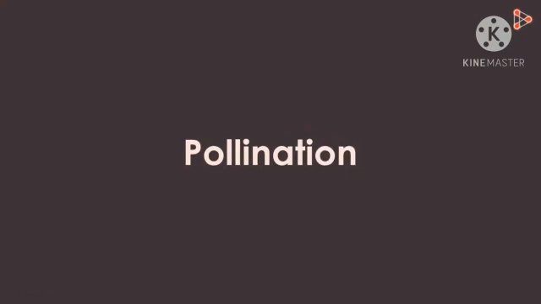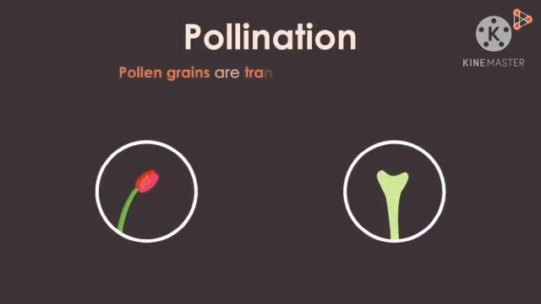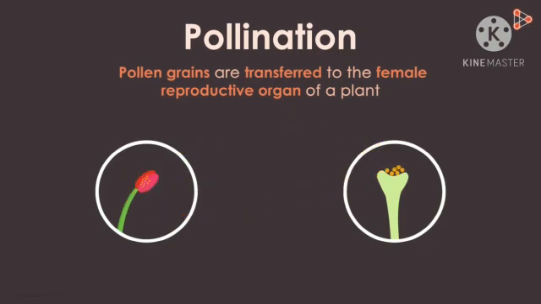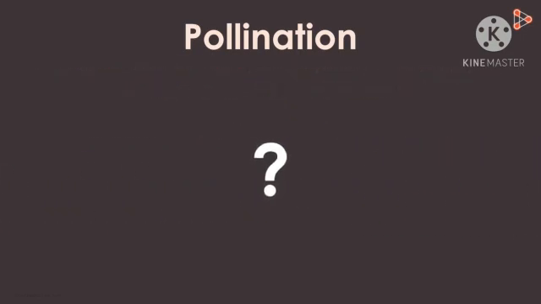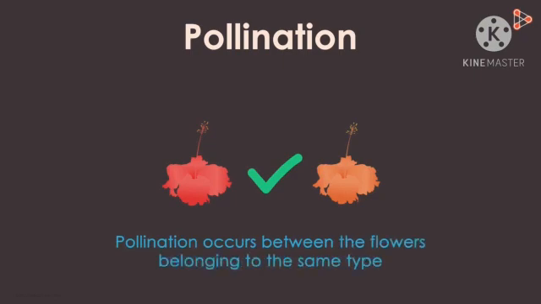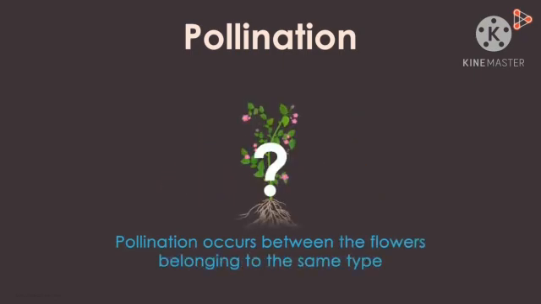Now, getting back to the process, the first step is that of pollination. It is the process by which the pollen grains are transferred to the female reproductive organs of a plant. In other words, pollen from the anther is transferred to the stigma. Does this process occur only between two flowers of the same type? Yes, that is correct. Pollination occurs between flowers belonging to the same type.